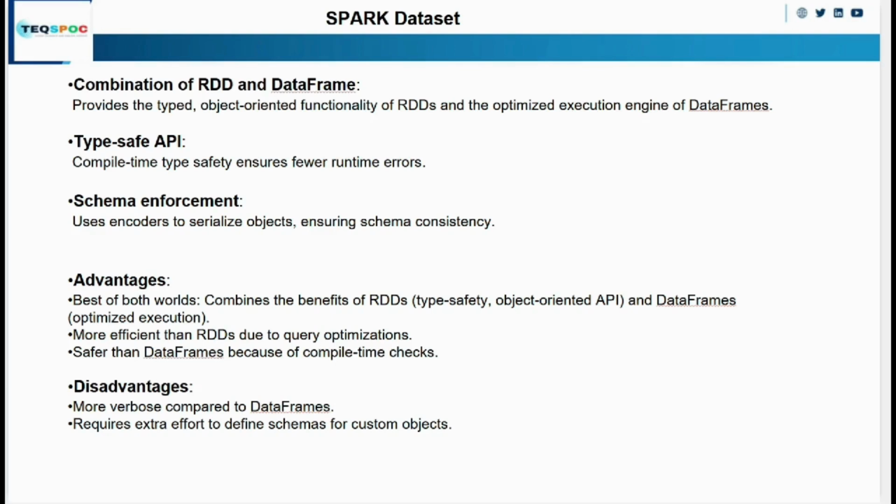It's more efficient than RDDs due to query optimization, and that is very true because it has the Catalyst optimizer, just like the DataFrame API. It is safer than DataFrames because of the compile-time check. So if someone wants their code to be totally bulletproof and doesn't want to negotiate on defining proper column names, in that case the Dataset API is the way to go.